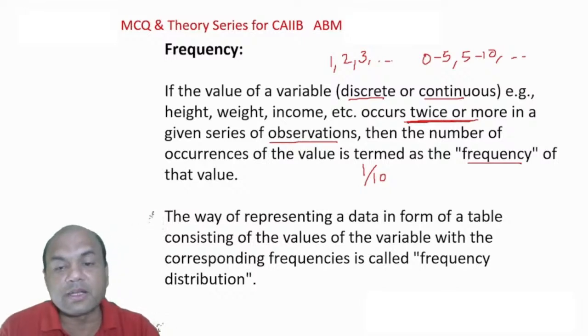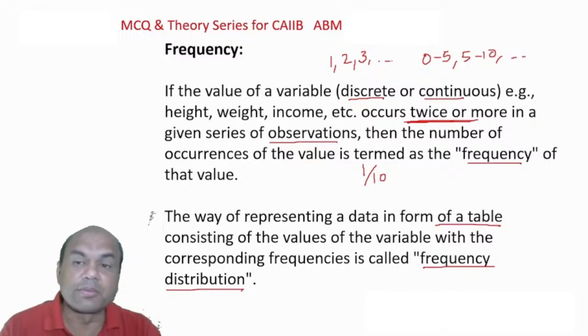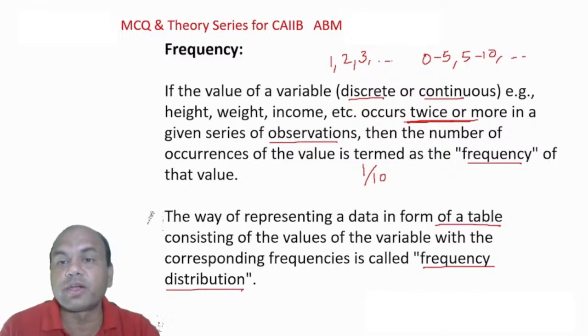The way of representing data in the form of a table consisting of values of a variable with the corresponding frequencies is called frequency distribution. What is distribution? The way of representing the data in the form of a table. Suppose I take 0 to 5, 5 to 10, 10 to 15 and so on. When I make the table out of this, this is known as my class and this is known as my frequency.